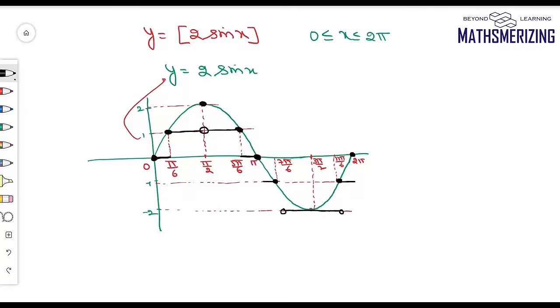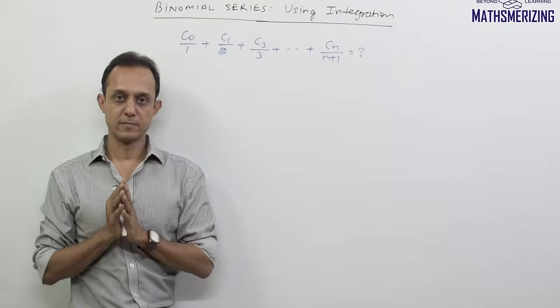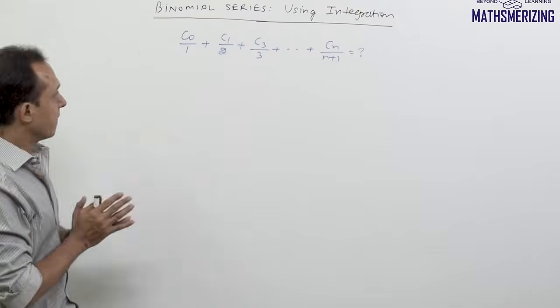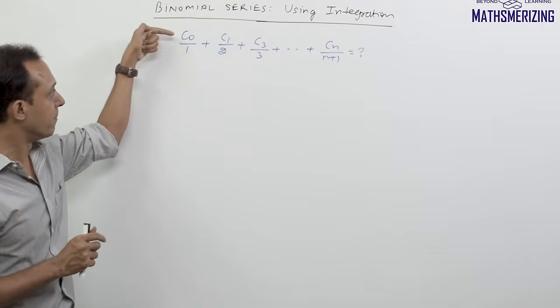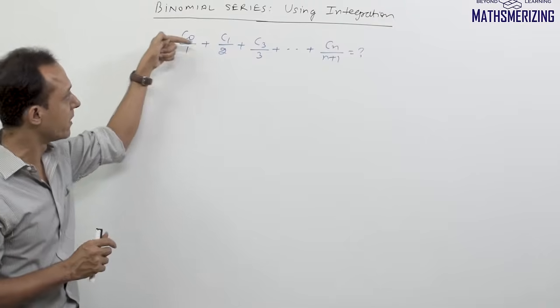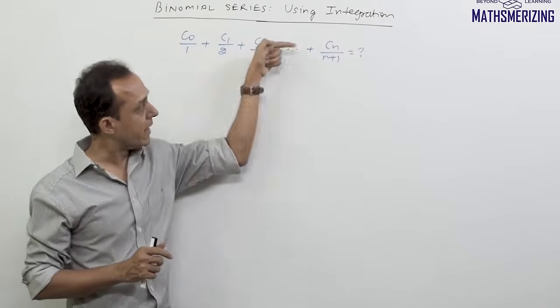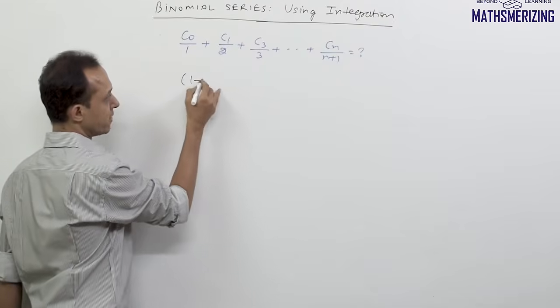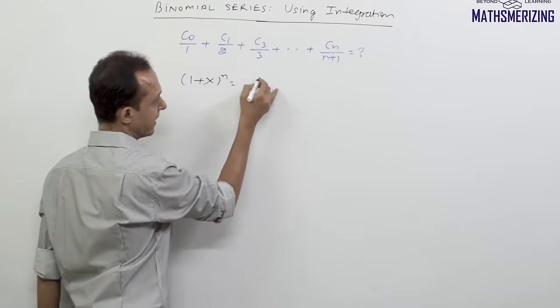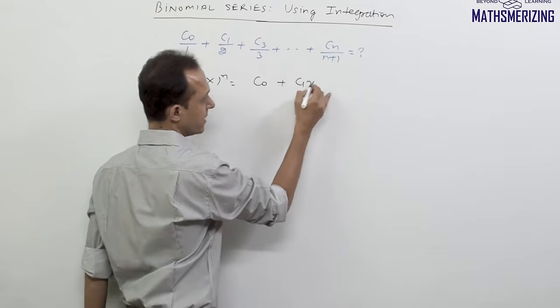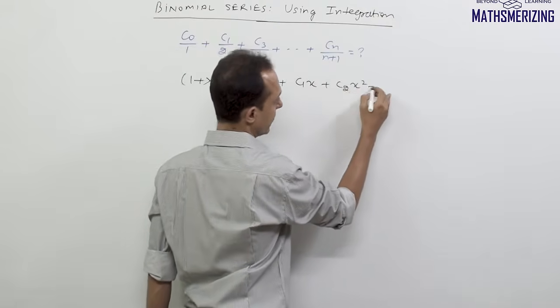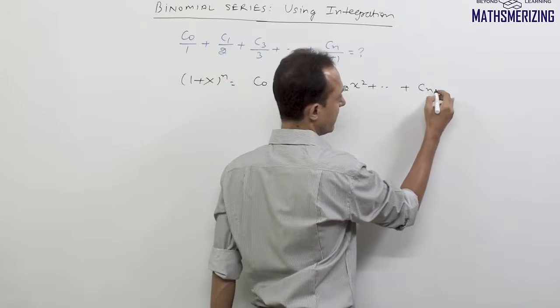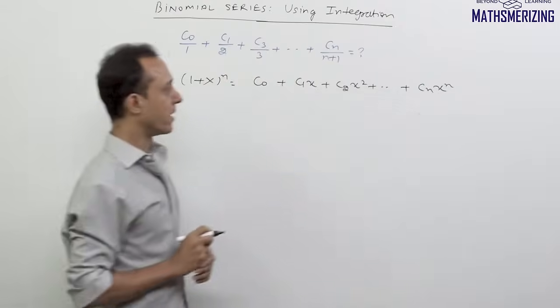And now in this graph, they may ask you to find continuity, differentiability, or area, or the value of a definite integral. We can find it simply using the graph. Now there will be questions in binomial series where we need to use integration also. Say for example, the question is C0 upon 1, C1 upon 2, C2 upon 3, and Cn upon n plus 1. What I know is, if I write the expansion of 1 plus x to the power n, then I'll get C0, C1x, C2x square, and then Cnx to the power n.